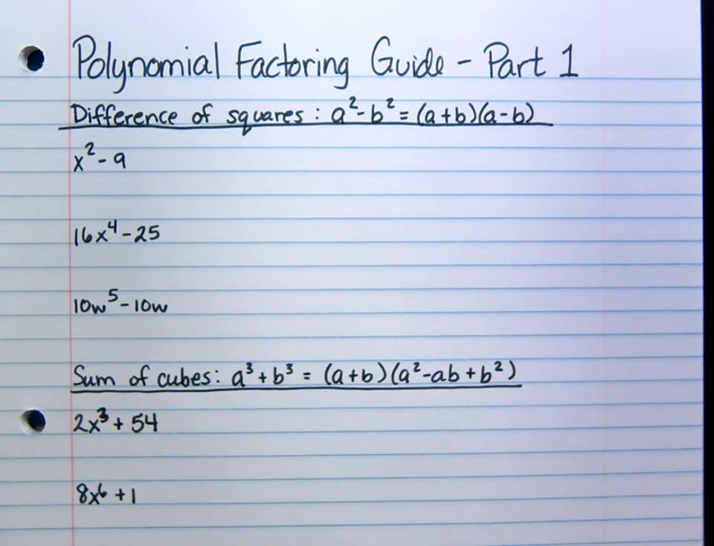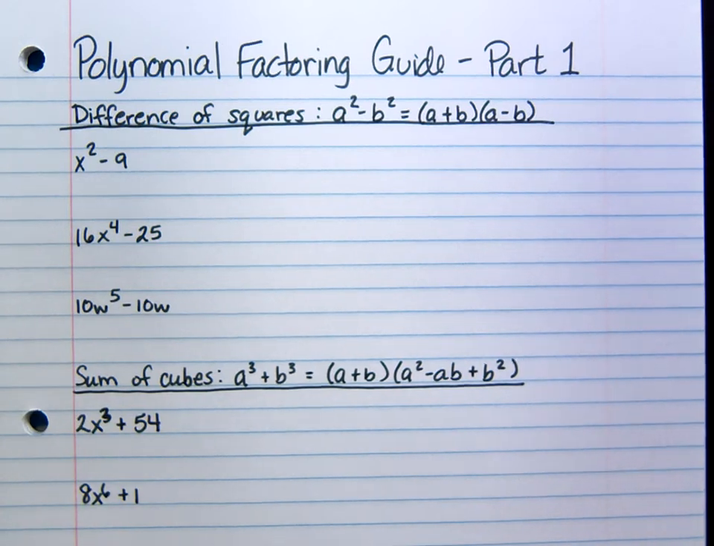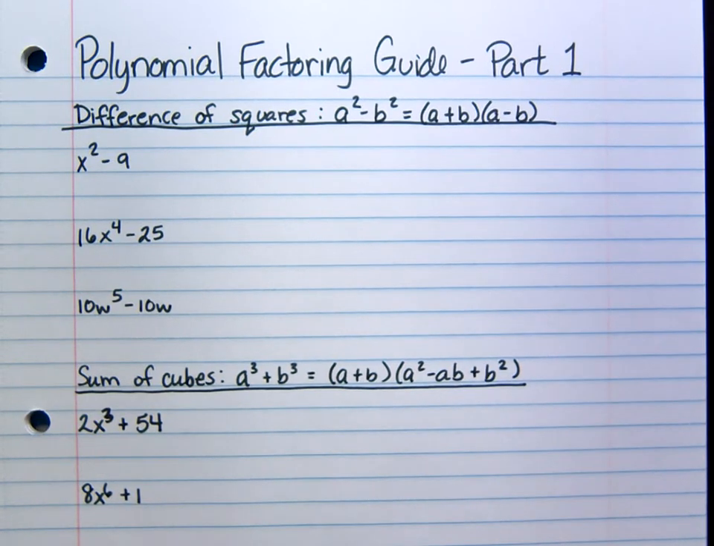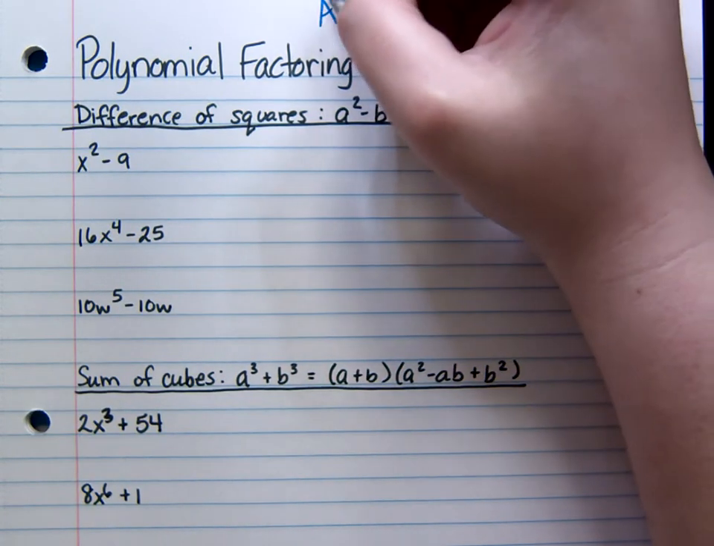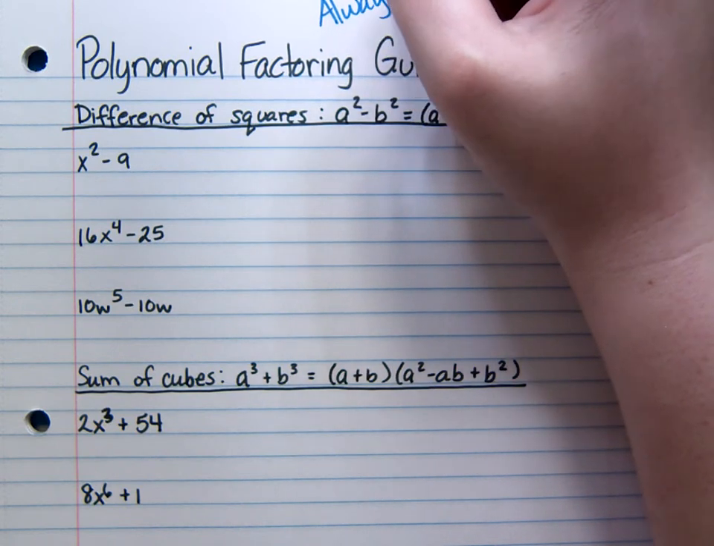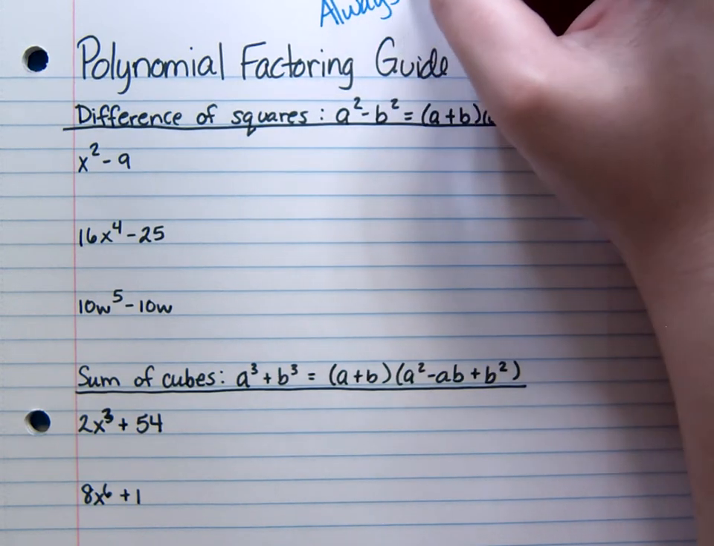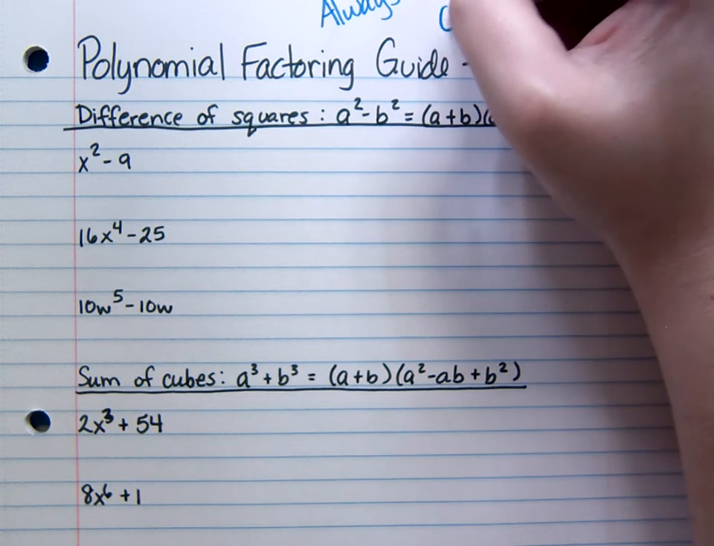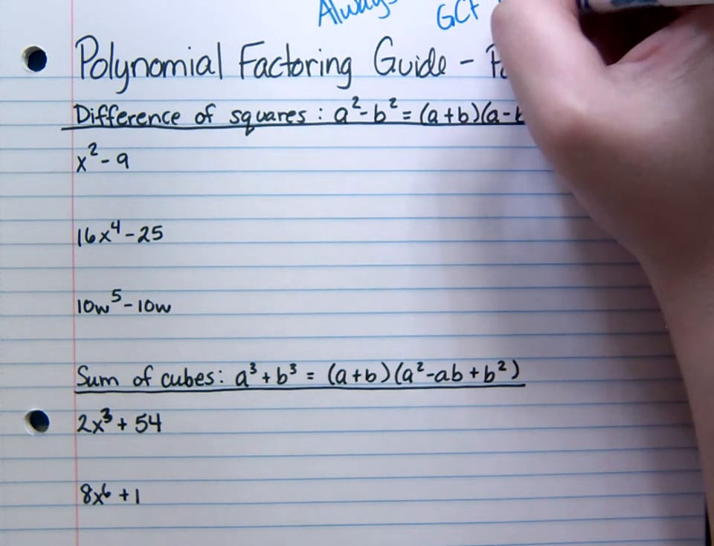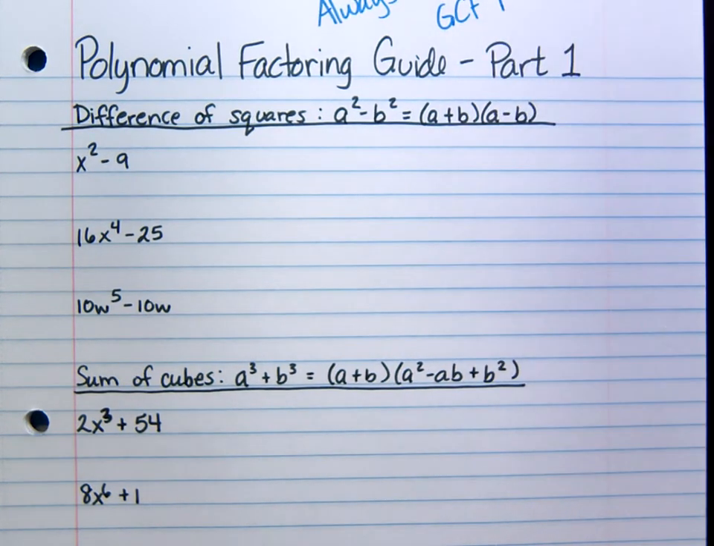In this video, I'm going to show you how to factor polynomials using different methods, depending on what pattern they may follow. In this video, for part 1, we're going to look at only binomial polynomials. Okay? So, two terms. Now, first, you always check for a greatest common factor. Do that first before you do any of the problems.